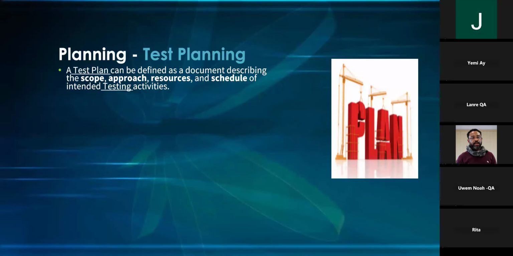So a test plan can be defined as a document describing the scope, approach, resources, and the schedule of intended test activities. Scope, approach, resources, schedule. Look, we talk about the scope. So now you ask me, what is the scope? What are we going to test? What phases? What things are we going to test? What is the scope for us as testers? We need to understand what we are testing in this particular project.